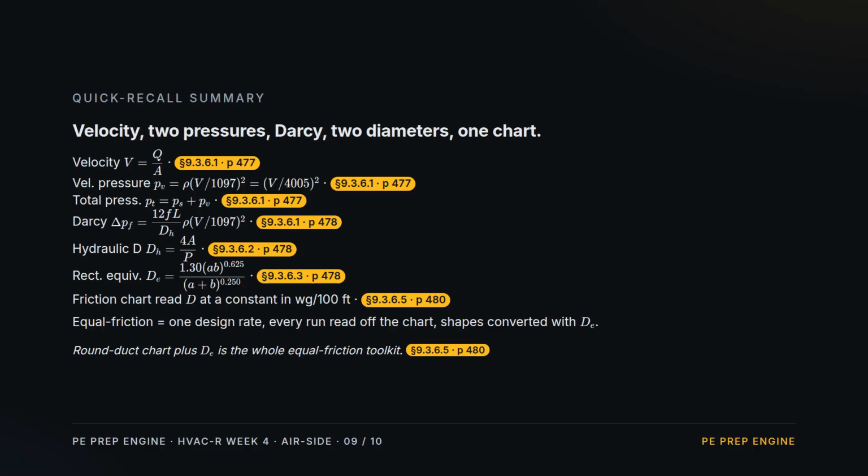Quick recall. Velocity is flow over area. Velocity pressure from the general or standard air constant. Total pressure is static plus velocity. Darcy gives straight duct friction. Hydraulic diameter and the rectangular equivalent handle shape. And the round duct friction chart ties it together. Equal friction means one design rate, every run read off the chart. Shapes converted with the equivalent diameter.